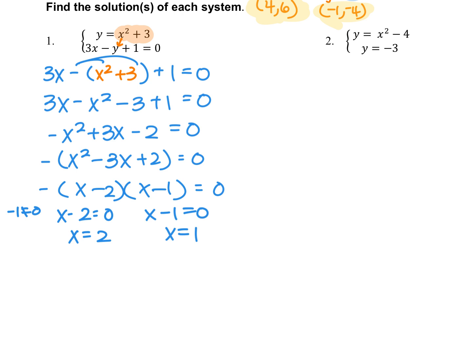Okay, so now that I have my x's, what do I do? Plug them into the equation. Which one? Any of them. Which one do you want to do? I want to do the first one. I agree.